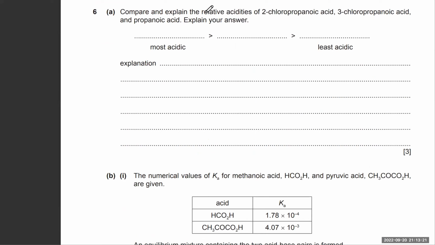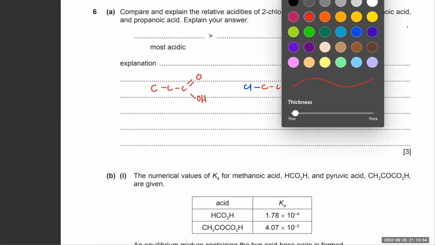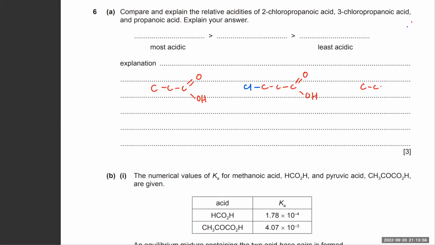Now, the next one is compare and explain the relative acidities of 2-chloropropanoic acid, 3-chloropropanoic acid, and propanoic acid. So propanoic acid is this thing. Not drawing the hydrogens just for clarity. 3-chloropropanoic acid is propanoic acid with a chlorine that's attached to it on the third carbon. And then you've got 2-chloropropanoic acid. That's propanoic acid.